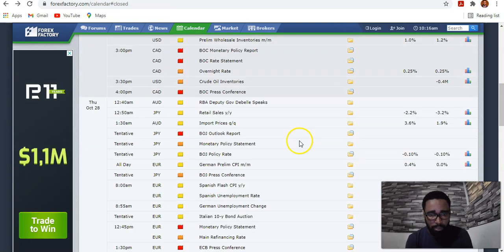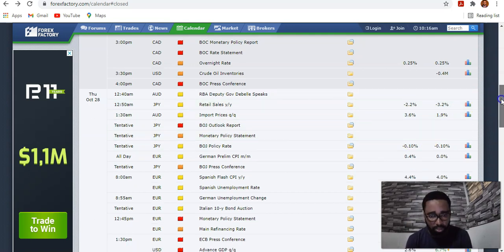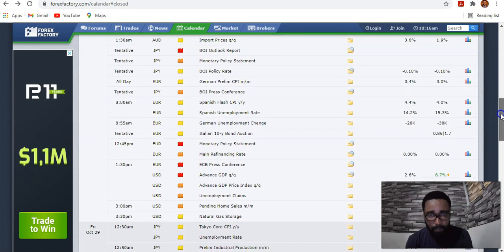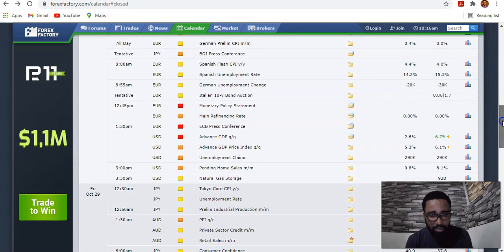So, like here we have the Bank of Japan outlook reports. There's no previous, no forecast. So this news you have to watch it being live streamed. So these are the major aspects you should give attention to while trading the news. I don't think I've left anything.